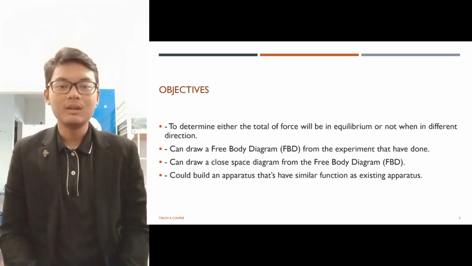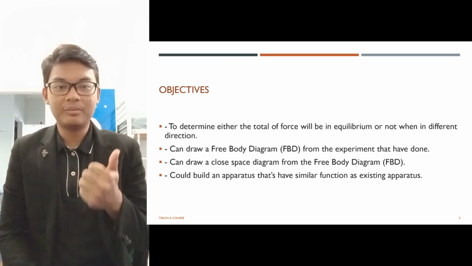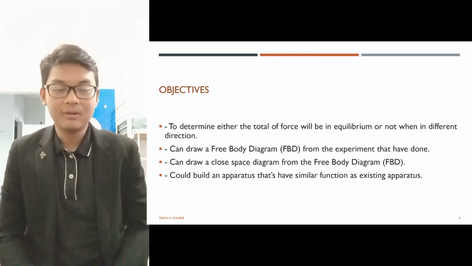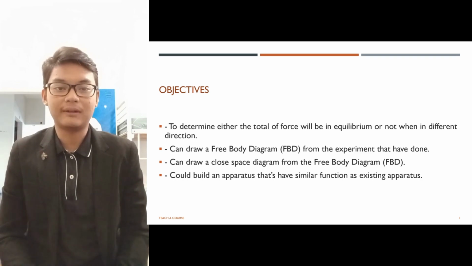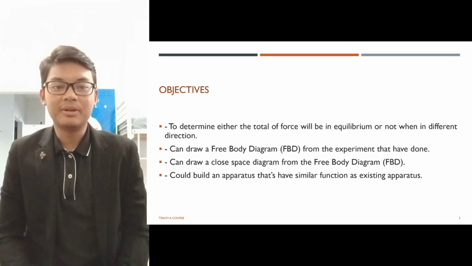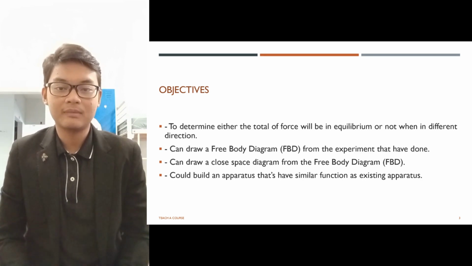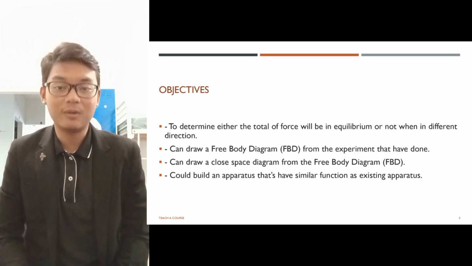AA220740. The objectives of this experiment are: first, to determine whether the forces will be in equilibrium or not when they are put in different directions. Number 2, to expose ourselves to the correct technique on how to draw a free body diagram from the experiment that has been done. Number 3, to be able to draw a closed space diagram from the free body diagram. And finally, to build an apparatus that has a quite similar function as the current laboratory apparatus.